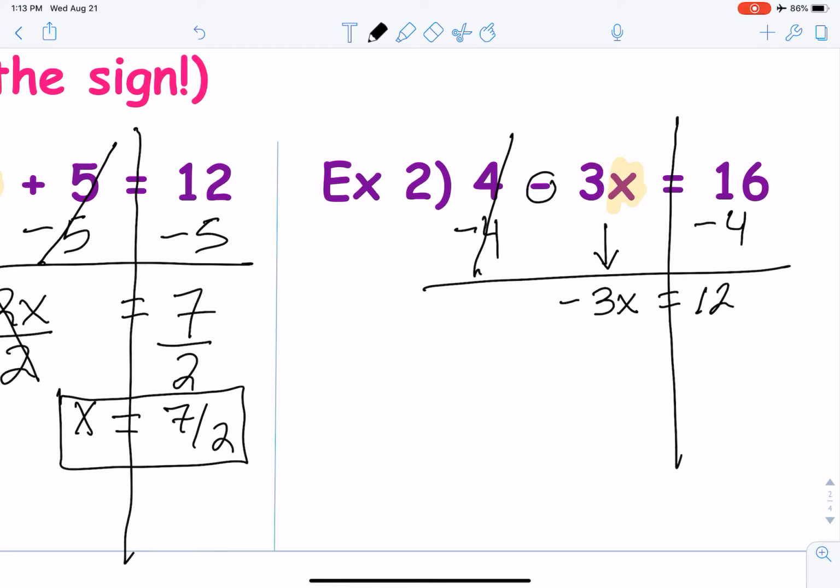And now I'm going to divide both sides by negative 3, since that negative 3 is multiplying the x. So I divide both sides by negative 3. Negative 3 divided by negative 3 is 1x, or just x, equals 12 divided by negative 3 is negative 4. So x equals negative 4 is my answer. And that's it.